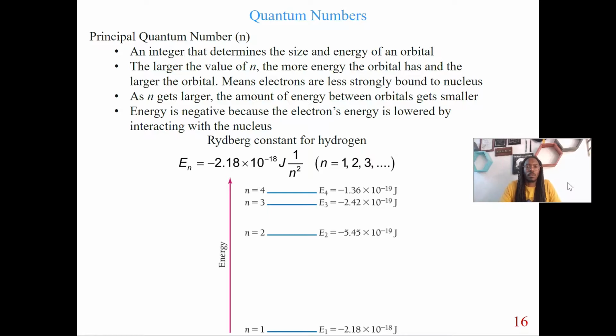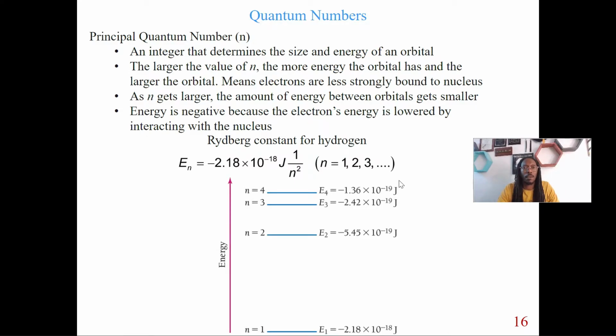Now, one thing we will see is, if we look over here, this is Rydberg's constant for hydrogen. This is dealing with energy transitions. We're not going to get into that today. If you want me to get into that, just let me know. I could do a whole other video about that.